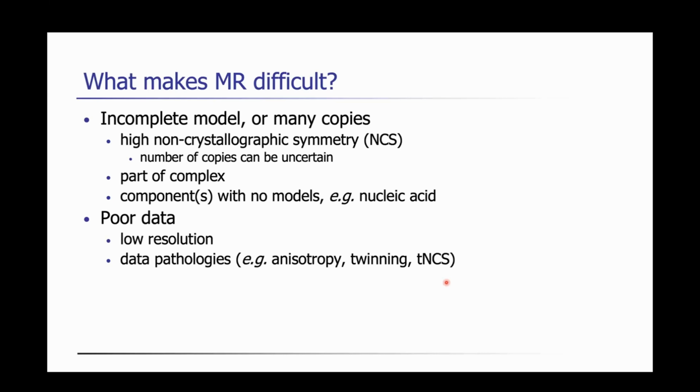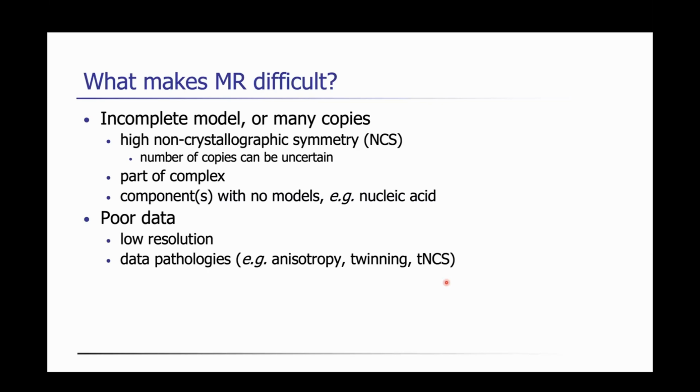It's when your crystal is better ordered in one direction than it is in another. And then in your diffraction pattern, you get spots out to high resolution in the good direction and only to low resolution in the poor direction. So you get less information. There's also twinning, say a bit about that, and translational NCS, which is another complication.